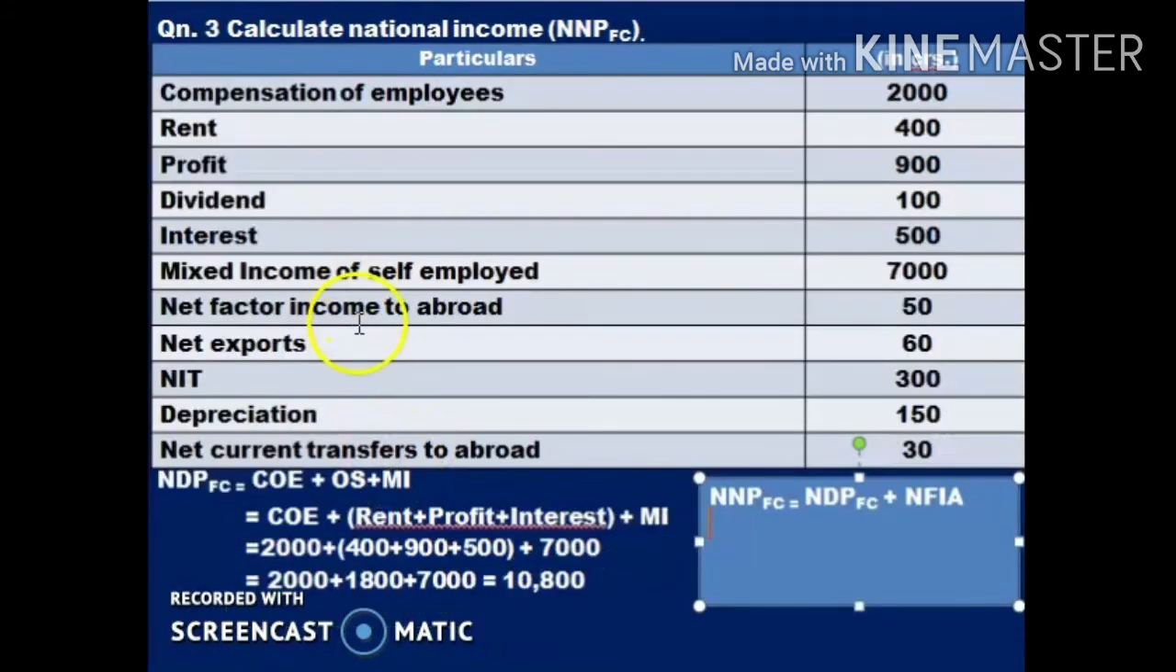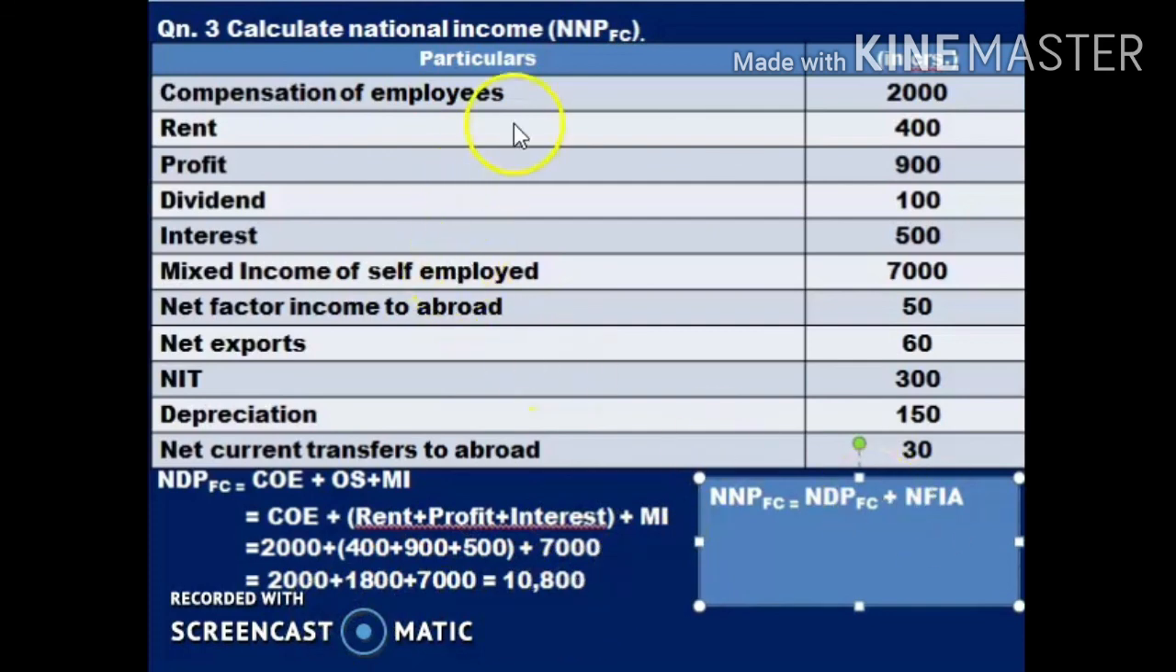This is another question from your textbook. First you have to find NDP-FC, COE plus OS plus MI. COE is given directly as 2000. Then OS is not given directly, so you have to add the split ups: rent plus profit plus interest, 400 plus 900 plus 500, then you have to add 7,000 MI. Then you will get 10,800 at last.